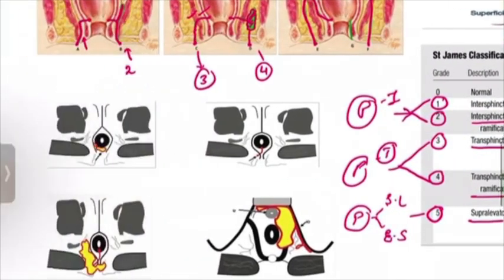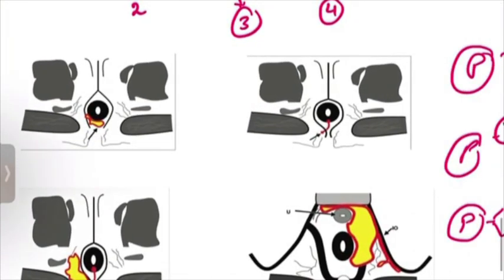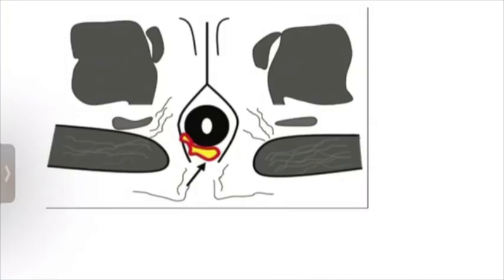Let's see these things in the axial sections as well. So what is this? What we can see, this is the internal anal sphincter, this is the external, and this is the intersphincteric space. So there is an abscess in the intersphincteric space. When we trace this, we can see the fistula. So likely this is type 2, fistula with abscess in intersphincteric plane.